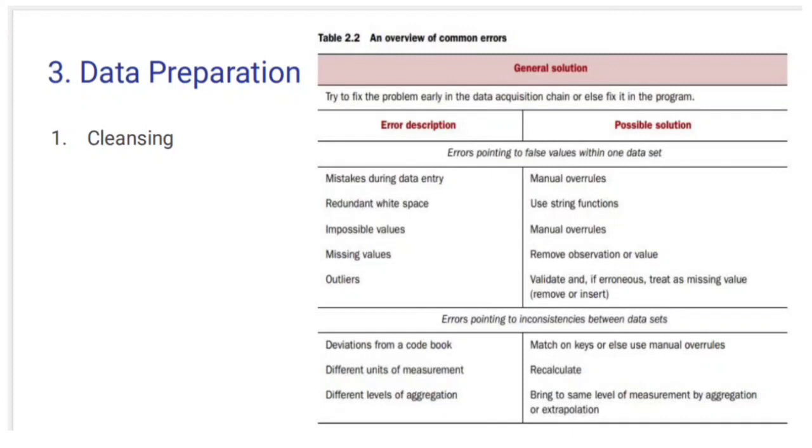So next one, errors pointing to inconsistencies between the data sets. Deviations from the code book. For example, a person has a manual, and the manual has values of large data sets against the codebook or against the standardized value. It can be done with the help of set operations. A codebook is a description of the data from the metadata. So it contains things such as the number of variables per observation, the number of observations and the meaning of the encoding of the variables. So next one, different units of measurement.